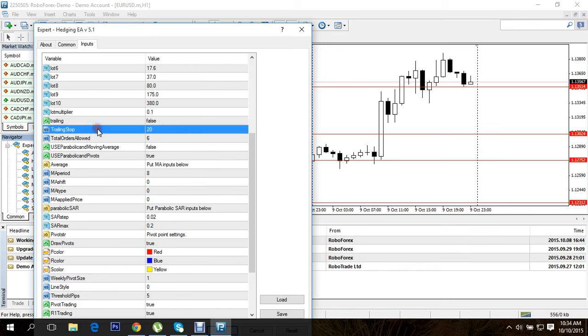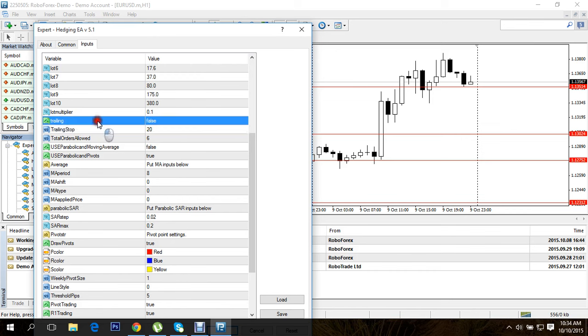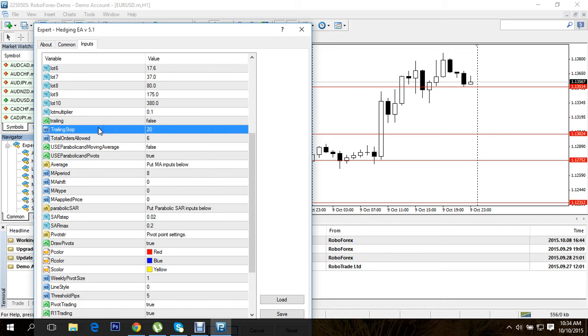So yeah, if the first trade hits 10 pips profit, 20 pips profit, we're fine with that. But the very next trades of the hedging sequence must be closed at the take profit values in order for you to end up in profits.